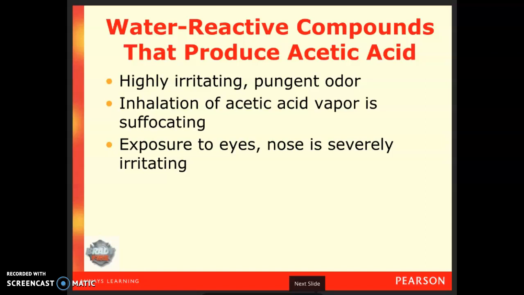When we inhale that vapor, it can be suffocating, especially if it's at a high concentration. If you put your nose up to a big cup of vinegar and take a big old whiff like that, it's going to have an effect on you. You're going to cough and you're going to choke just for a second because it's quite irritating and a little bit suffocating. If you get exposed to it in your eyes or nose, it can be very irritating as well.